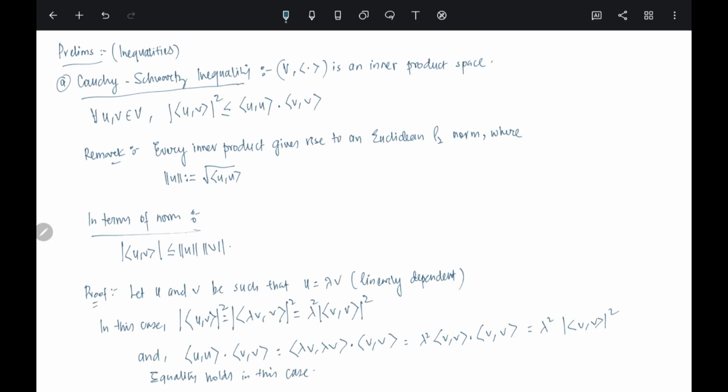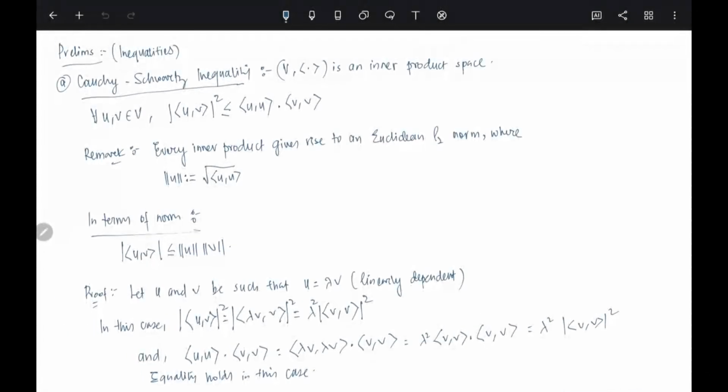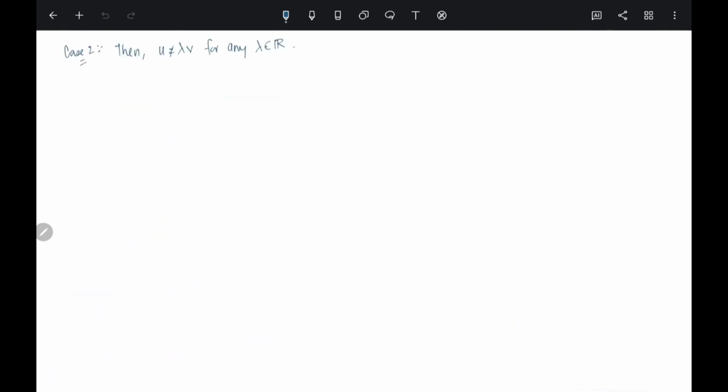Okay, so what happens if they are not linearly dependent? So basically they can be linearly independent also, right? So this is case 2, right? If they are linearly independent, then look at this factor, U should never be equal to lambda times V for any lambda in R. There should not be any lambda in R such that U equals lambda times V. Of course, if one of them is 0, then it doesn't matter, I mean, the equality holds. So basically we are assuming U and V are non-zero, right? So then U is not equal to lambda times V.